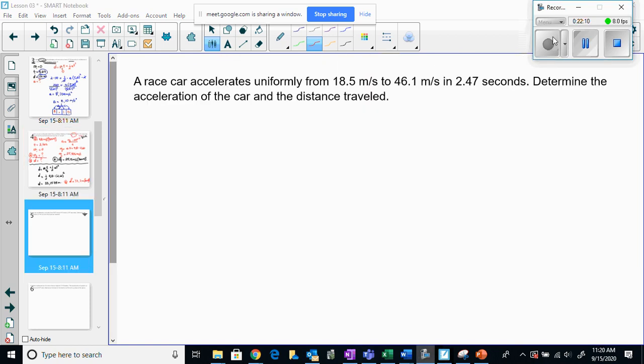Next, a race car accelerates uniformly from 18.5 meters per second to 46.1 meters per second in this many seconds. Determine the acceleration of the car. So this is very similar to what we did in the previous one. I will leave you for 1 minute or so, then I will come back with an answer.